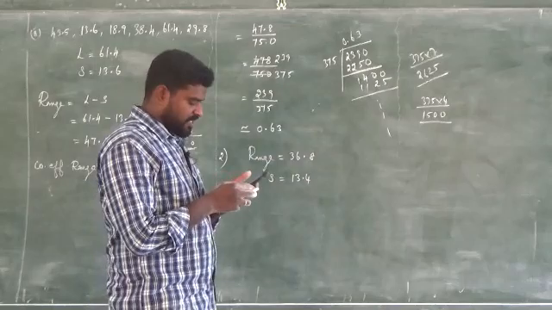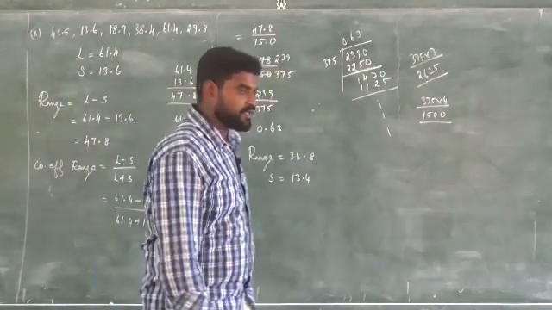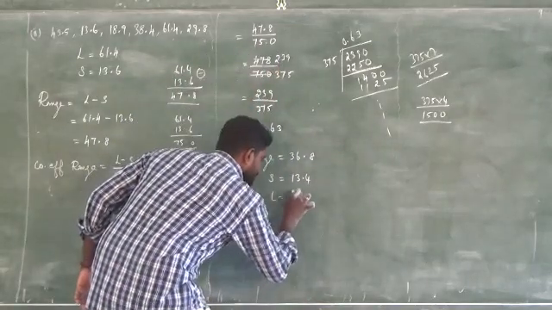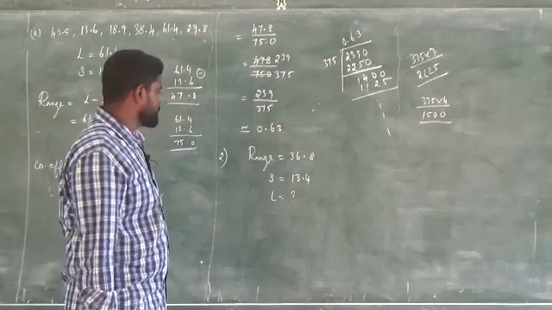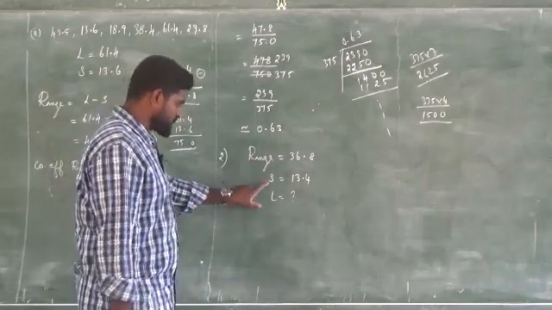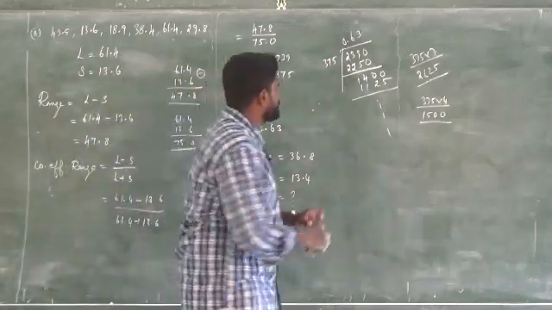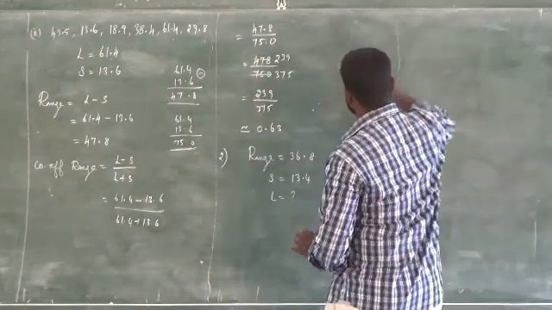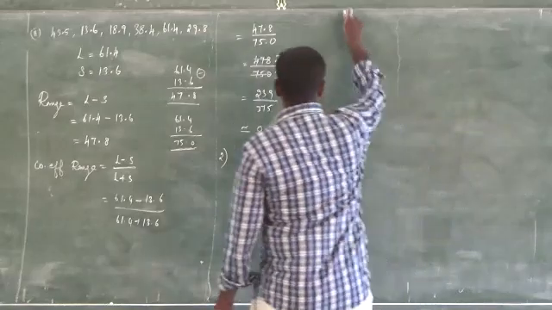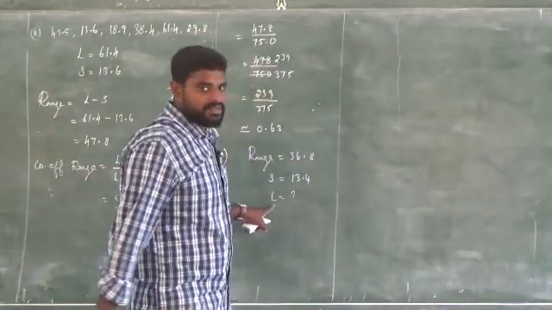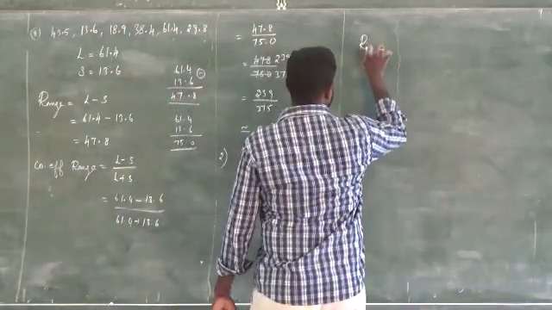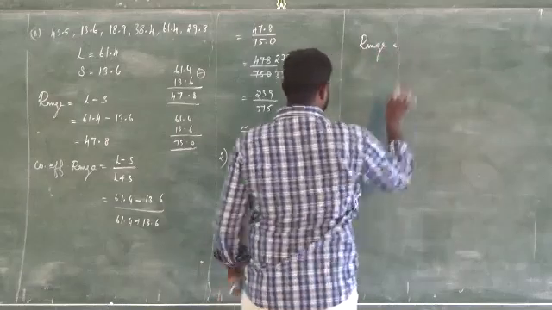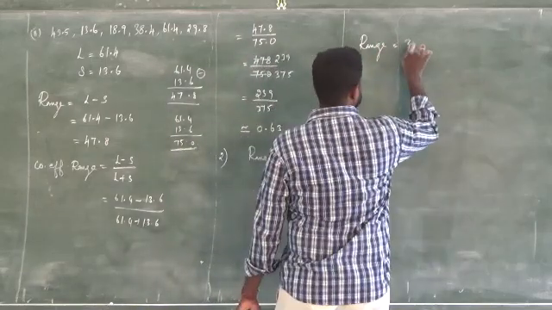Then find the largest value. So now we need to find out what is the largest value. Range is given, smallest value is given. We need to find out the largest value. So first write what is range. Range is equal to 36.8.